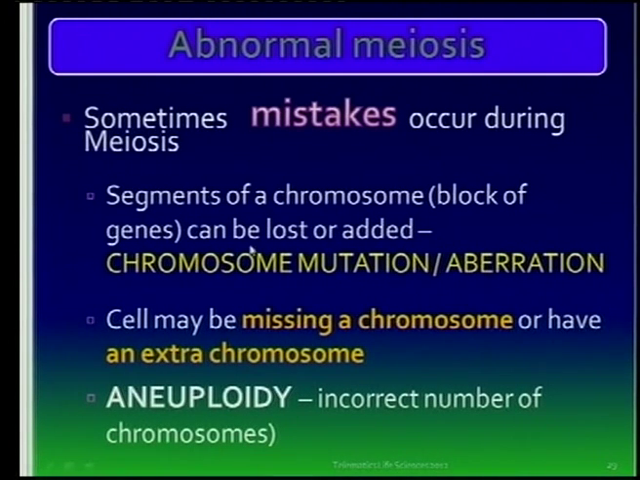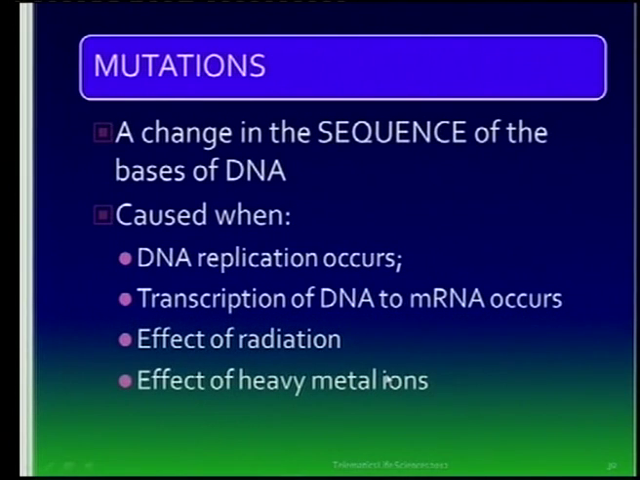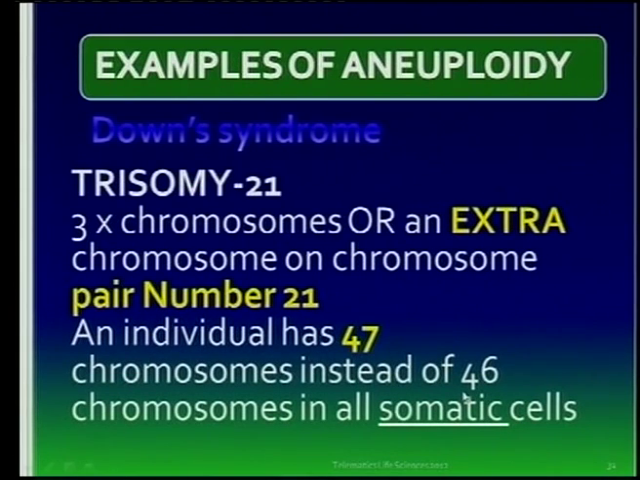Also very important. This is where an organism always ends up with an incorrect number of chromosomes in their cells, and it's referred to as aneuploidy. This is, of course, due to mutations that occur during either DNA replication or during transcription of DNA to mRNA, or some external factors like radiation or the effect of heavy metal ions. Remember we are busy now with when meiosis goes wrong. One of these is Down syndrome. It's mutations that occur.